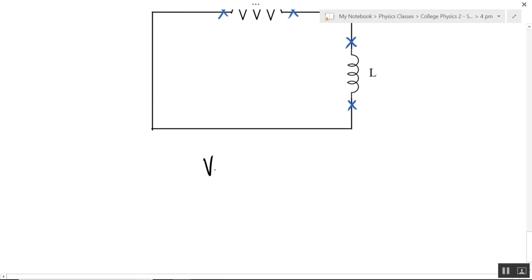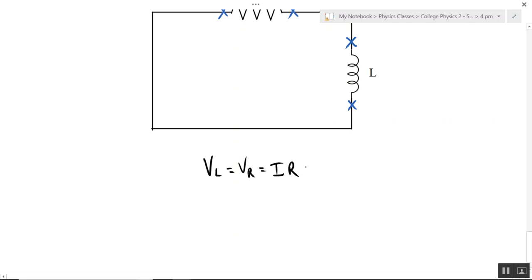So just like an RC circuit without a battery, the voltage of the resistor is equal to the voltage of the capacitor. Here, the voltage of the inductor is equal to the voltage of the resistor without a battery in an LR circuit. So all you do is take the current at that time and multiply it by the resistance, and that gives you the voltage across the resistor and the inductor, right?